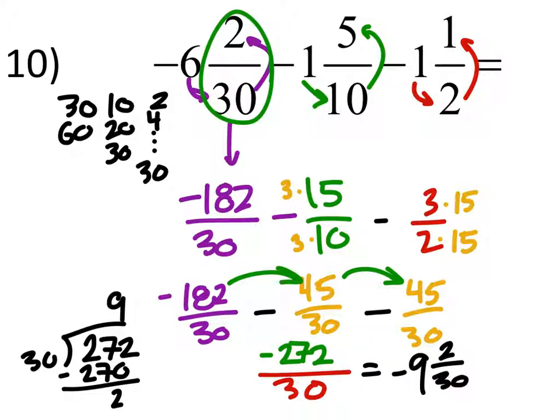But just be careful, that 2 and the 30 can be simplified. So this ends up being negative 9 and 1/15, because the 2 and the 30 can be divided by 2. There it is.